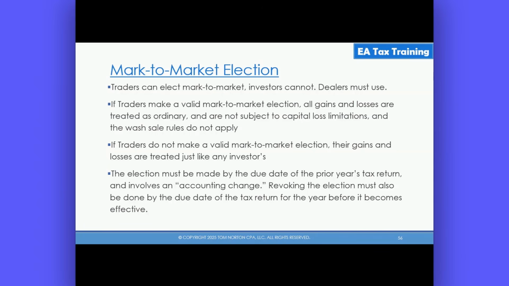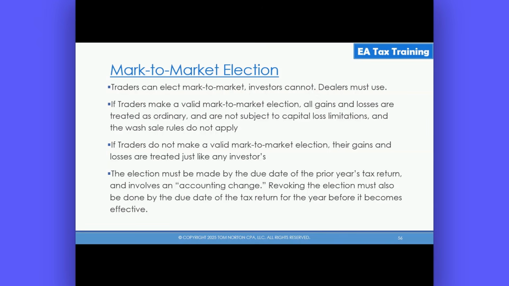A trader has to make this election by the due date of the prior year's tax return, and it does involve something called an accounting change. This means they have to make the election early in the year. They have to make it by April 15th. So the prior year's tax return is due April 15th. So if you're a trader and you want to make a mark-to-market election for 2024, you have to do so by the due date of the 2023 tax return, which was April 15th of 2024. So you have to make the election with the IRS. You actually have to send in a form to make the election by April 15th.